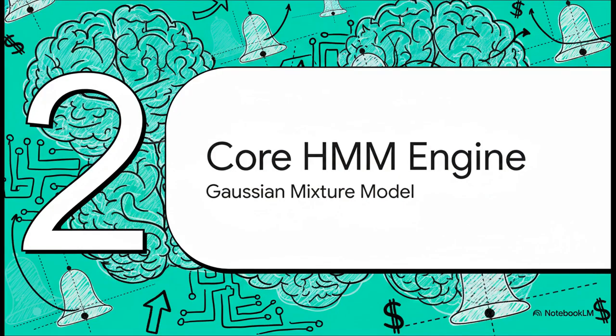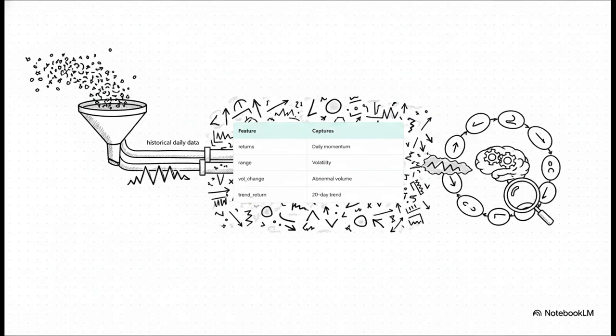Moving right along to Section 2, the core HMM engine, the Gaussian mixture model. As we know, an algorithm is only as good as the data you feed it. This engine ingests 4 specifically engineered features from historical daily data to map out those hidden seasons, and it does this without any manual labeling.